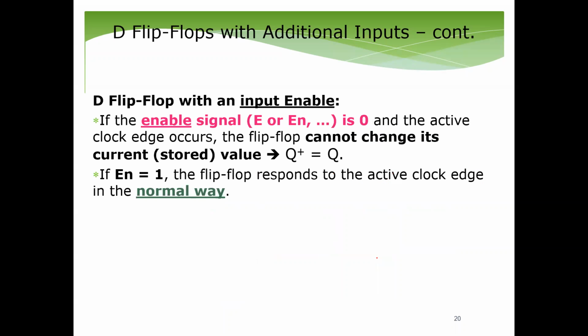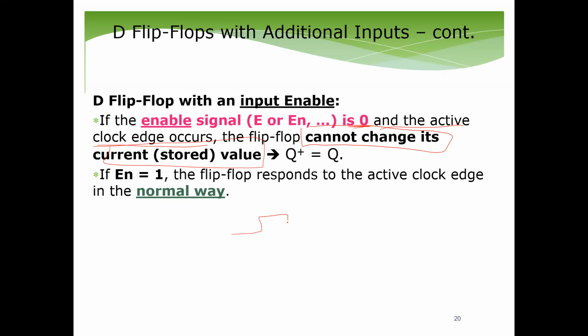Now regarding the enable, I think it's going to talk about it, yeah. So here it's going to talk about enable. So if the enable signal is 0 and the active edge of the clock occurs, whether positive or negative, this flip-flop cannot change the stored value.